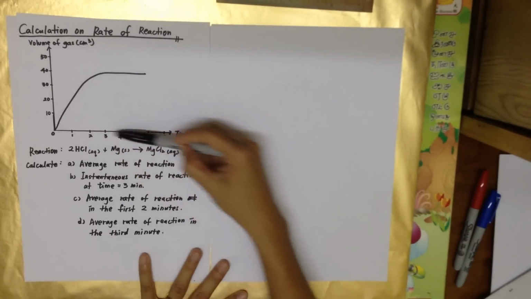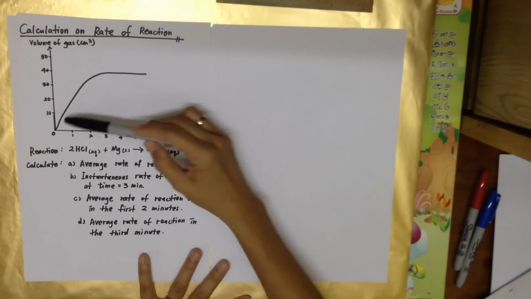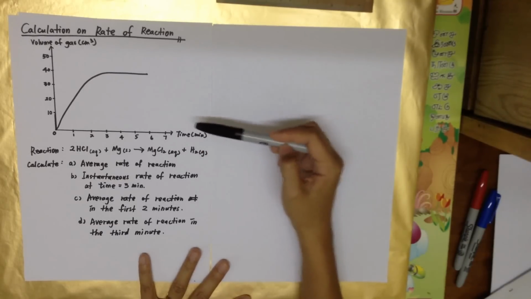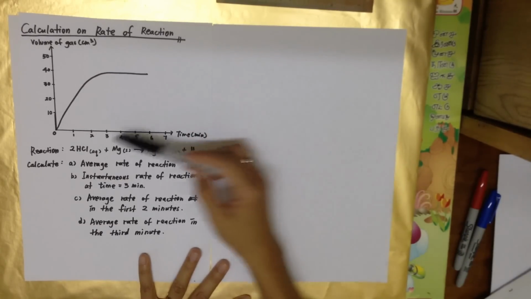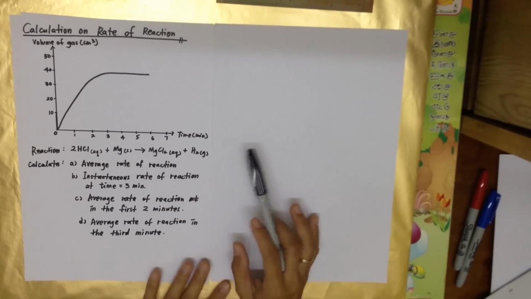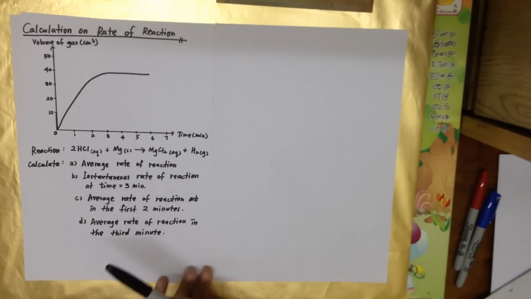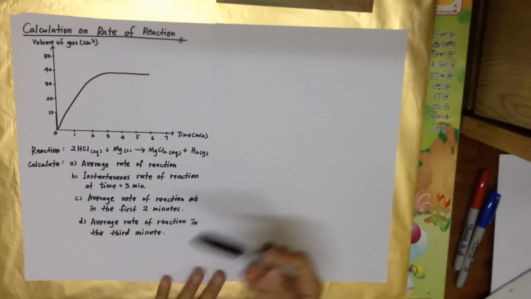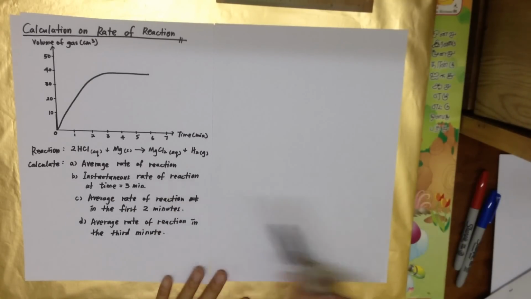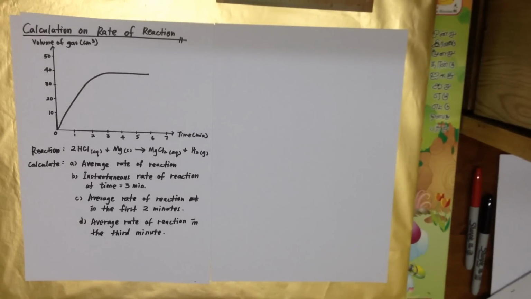And here is the plot of volume of hydrogen gas evolved with time. This curvature is in an increasing form, showing that the volume of hydrogen gas is slowly increasing with time. For the calculation involving the rate of reaction, usually it will be the average rate or the instantaneous rate. And what is the difference between them? We start with the first one, the average rate of reaction.